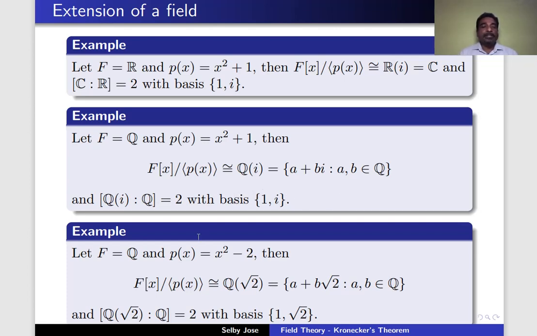So another example is F equal to Q and p(x) equal to x square minus 2. You can clearly see this x square minus 2 is irreducible over Q via Eisenstein criteria by taking the prime number as 2. Then F[x] mod the ideal generated by p(x) is isomorphic to Q(root 2), which is the same as a plus b root 2. So the degree of extension Q(root 2) over Q is equal to 2, and the basis for the extension is 1 and root 2.